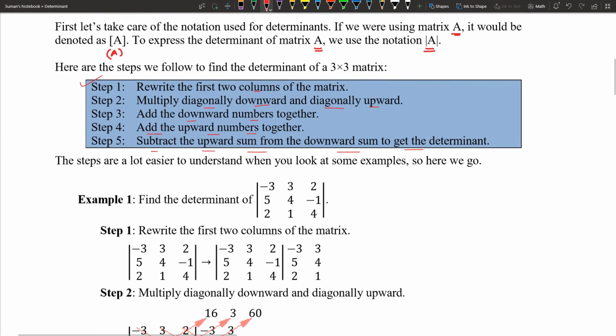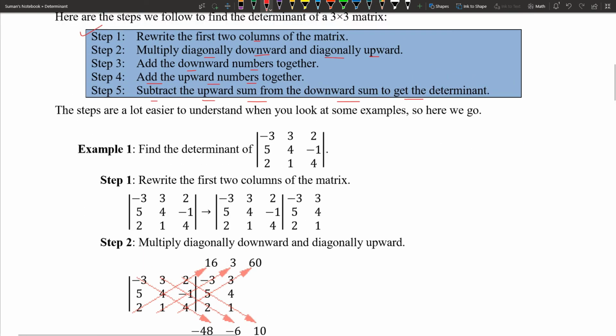The first example: find the determinant of the matrix whose first row is minus 3, 3, 2. The second row elements are 5, 4, minus 1, and 2, 1, 4 is the third row. So according to step 1, we rewrite the first two columns of the matrix. The first two columns are minus 3, 5, 2 and 3, 4, 1. So we are writing that here: minus 3, 5, 2, the first column once again, and 3, 4, 1 once again here.